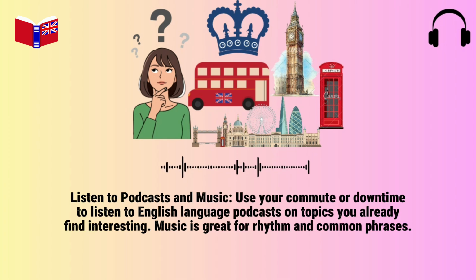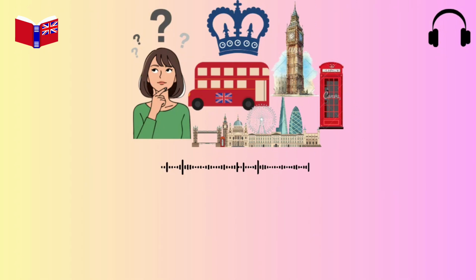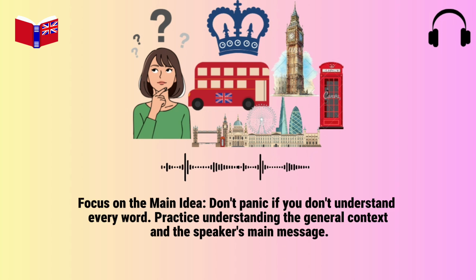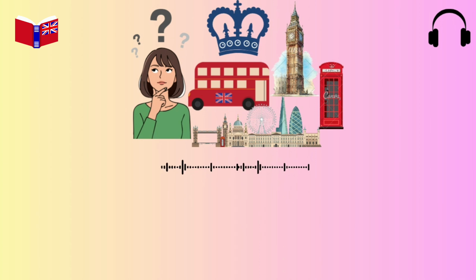Listen to podcasts and music. Use your commute or downtime to listen to English language podcasts on topics you already find interesting. Music is great for rhythm and common phrases. Focus on the main idea. Don't panic if you don't understand every word. Practice understanding the general context and the speaker's main message.